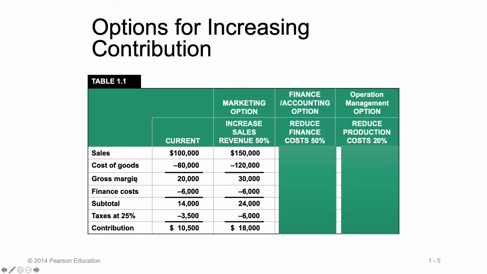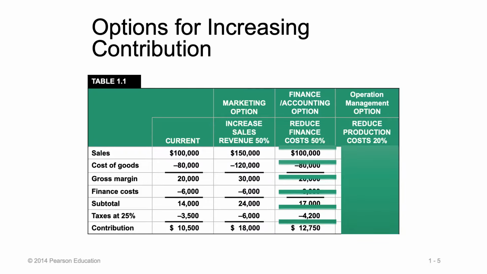Okay. So then the gross margin will be greater than this. The finance cost will be the same. Then we have the subtotal, the taxes. All right. We really increase the contribution. Okay. This is the first option.